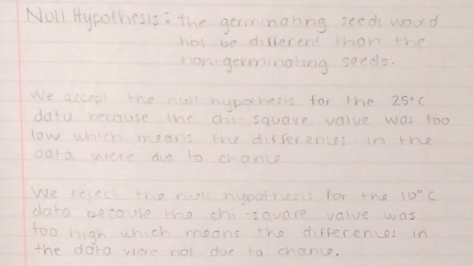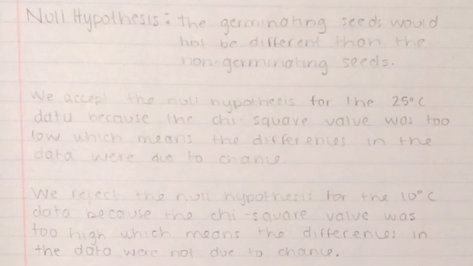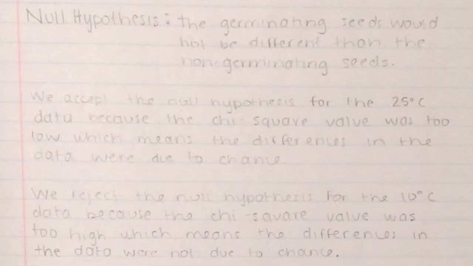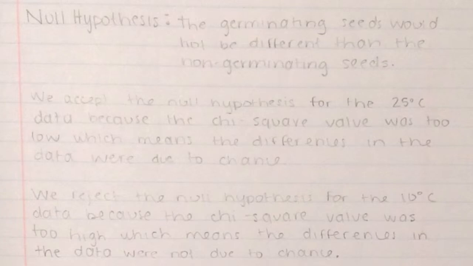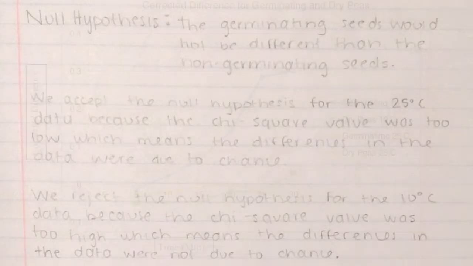The null hypothesis is that the germinating seeds would not be different than the non-germinating seeds. We accept the null hypothesis for the 25 degrees Celsius data because the chi-square value was too low, which means the differences in the data were due to chance. We reject the null hypothesis for the 10 degrees Celsius data because the chi-square value was too high, which means the differences in the data were not due to chance.